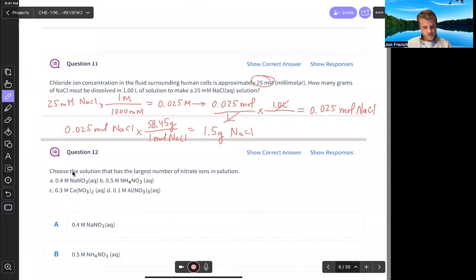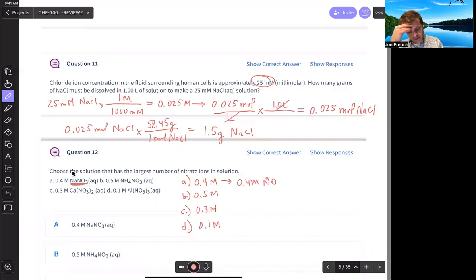The largest number of nitrate ions in solution. So we want to ionize everything. So that's A, there's B, there's C, there's D. D is 0.1 molar. So when this ionizes, I'm going to get 0.4 molar nitrate because it's 1-to-1. The same thing here. When this ionizes, for every 1 ammonium nitrate, I'm going to get 1 nitrate in solution. So I'd have 0.5 molar nitrate in solution.